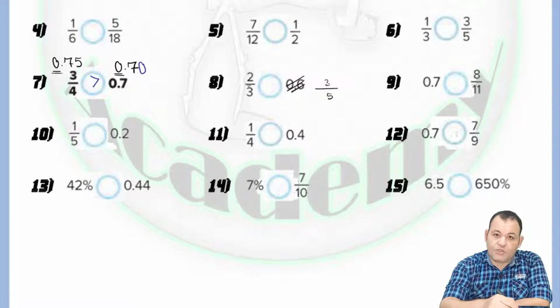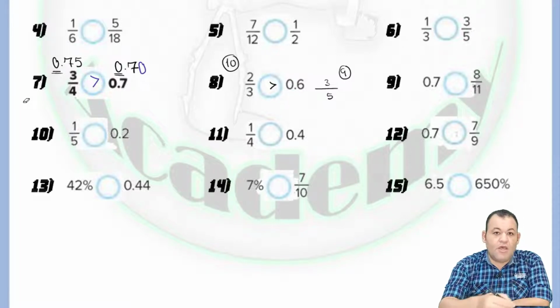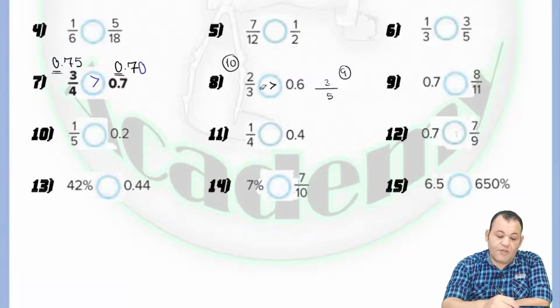Now we compare between 2 over 3 and 3 over 5. 3 multiplied by 3 equals 9. And 5 multiplied by 2 equals 10. You will find that 10 is greater than 9. It means 2 over 3 is greater than 0.6. You can convert any one of them. Whichever one is easy for you, you can convert. So for question number 7, you can make 7 over 10 and you can solve it and you will find the same answer. For question number 8, you can convert.